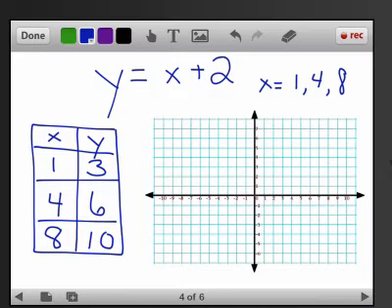Now I need to graph. 1, 3, over 1, up 3, and I leave my mark. 4, 6, over 4, up 6, and I leave my mark. 8, 10, over 8, up 10, and unfortunately I go off my chart here again. It would be about right there. What I need to do is connect the dots and know that it would continue on up in that type of slope.